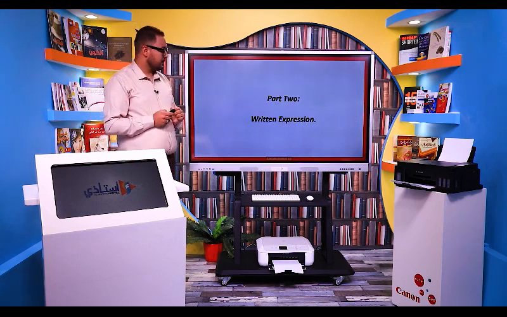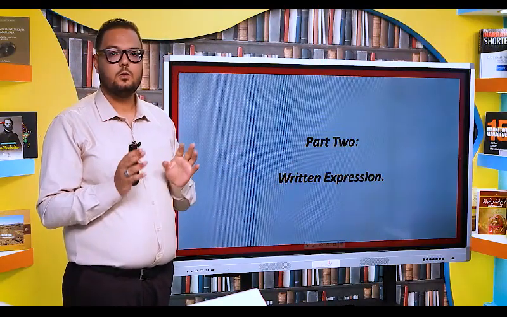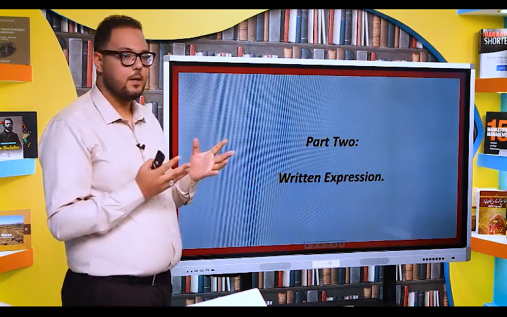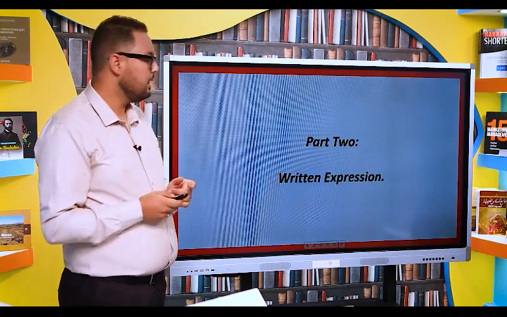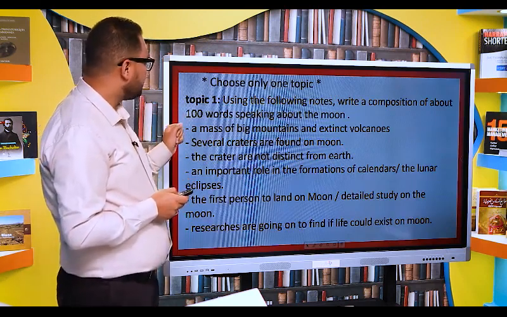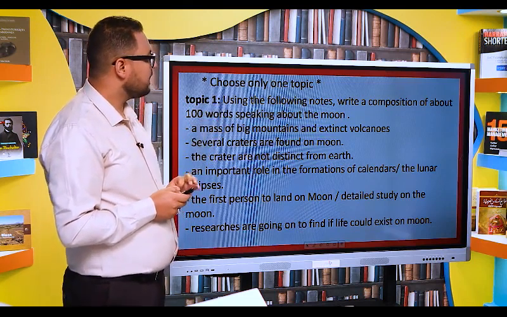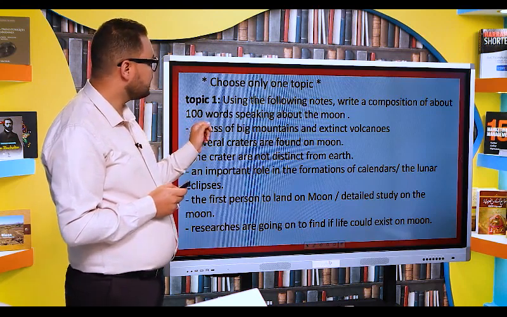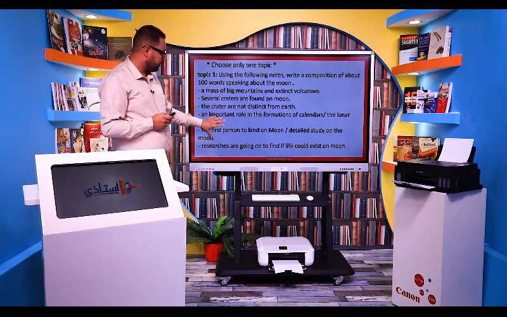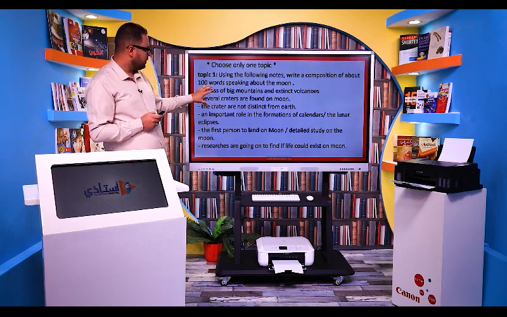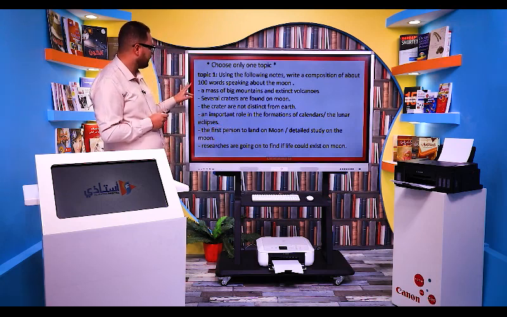Part 2 of this exam, the written expression. In the written expression you have 2 topics. Choose only one topic of them. You have a guided topic and a free topic. The topic number 1, which is guided: using the following notes, write a composition of about 100 words speaking about the moon. So you have these notes, you can use them to build your expression.